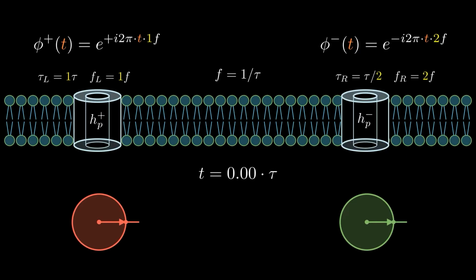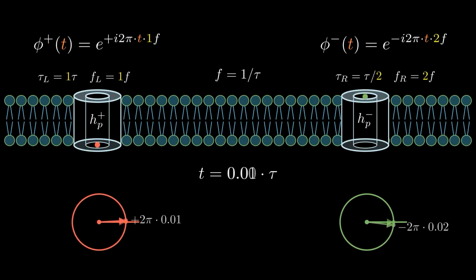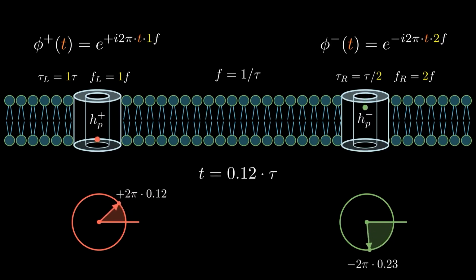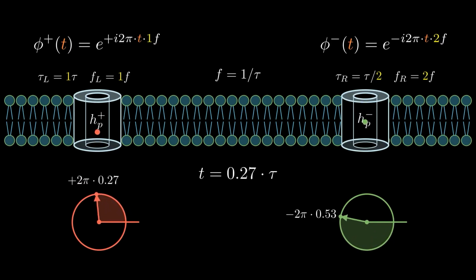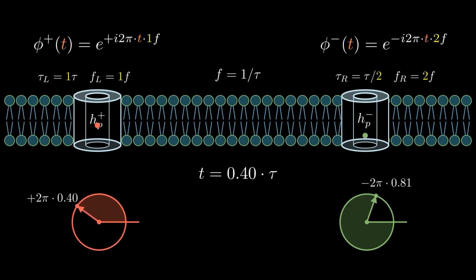Suppose that, at time t equals 0 tau, an ion starts to move up the channel on the left. At the same time, another ion starts to move down the channel on the right. Because the function on the right has 2f in its exponent, the arrow on the right rotates twice as fast as the arrow on the left.